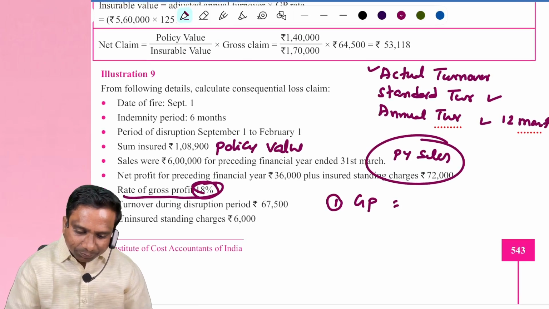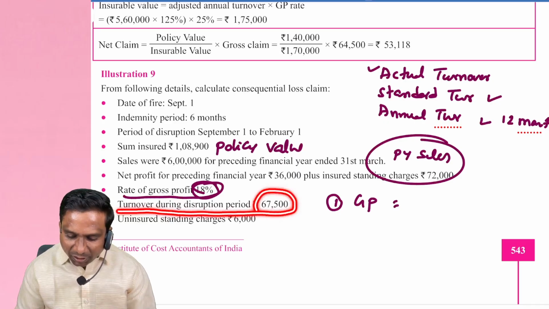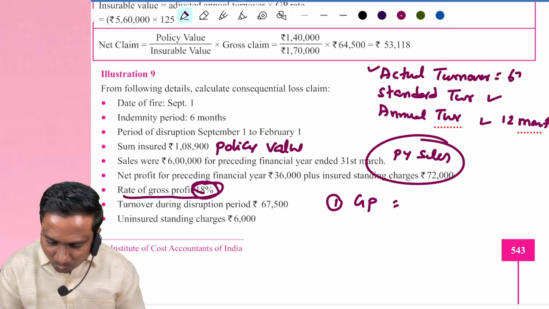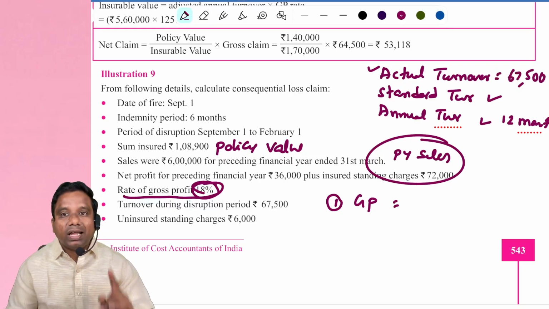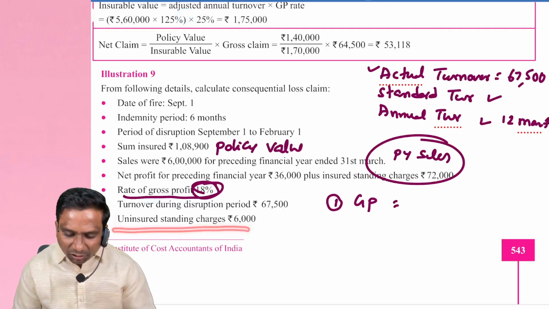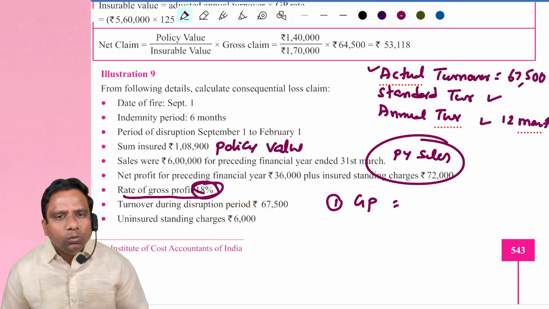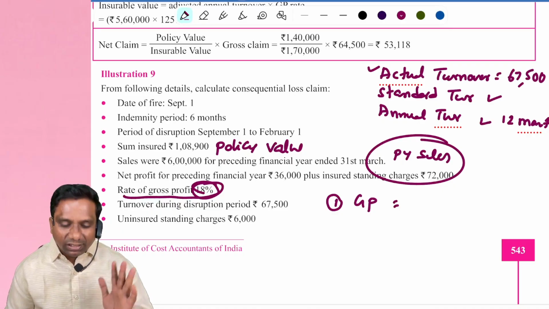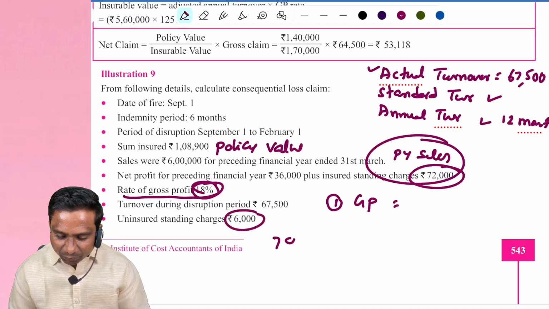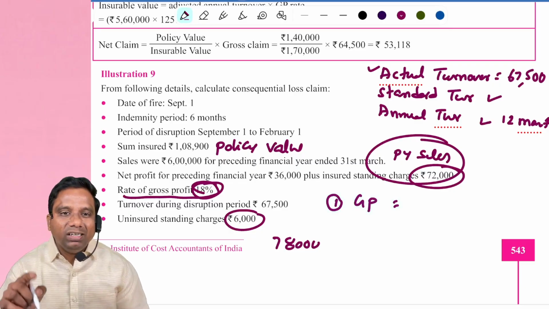Next step. Turnover during the disruption period, 67,500, means it is our actual turnover. Next, uninsured standing charges 6,000. Can you tell me the total standing charges? Previous year insured 72,000 plus 6,000, so total standing charges are 78,000.